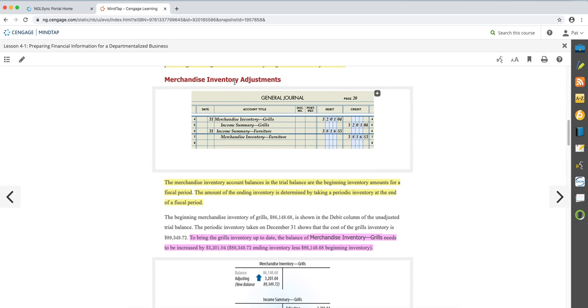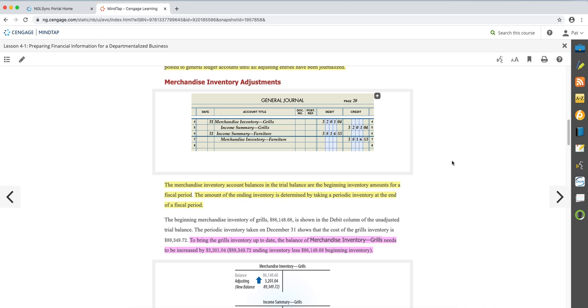Merchandise inventory balances can vary, like we talked about. The amount of ending inventory is determined by taking a periodic inventory, meaning remember we talked about periodic, perpetual. They just take an inventory, whether it be with the scanner or if they count hand by hand. They make sure they have a good number for their inventory. Here it says beginning balance of grills was 86,148.68.